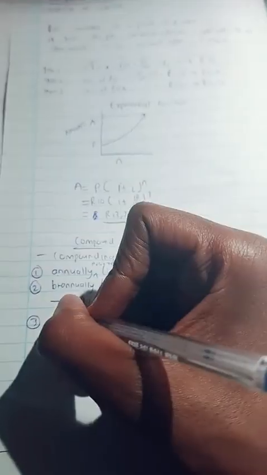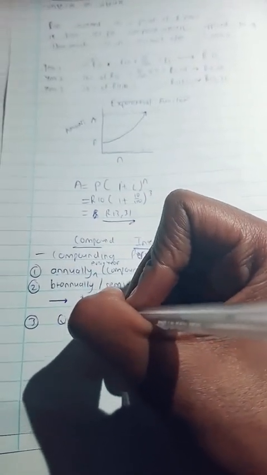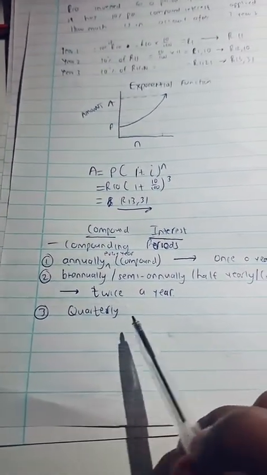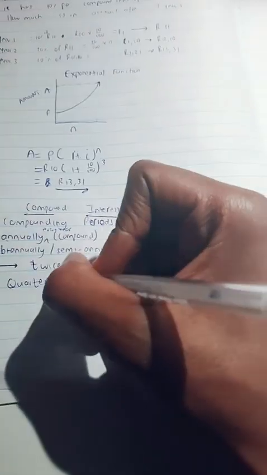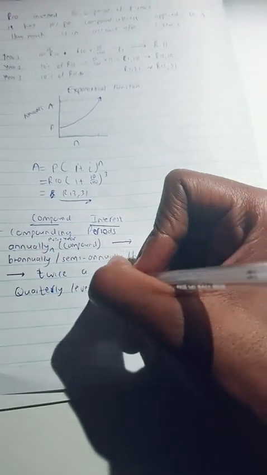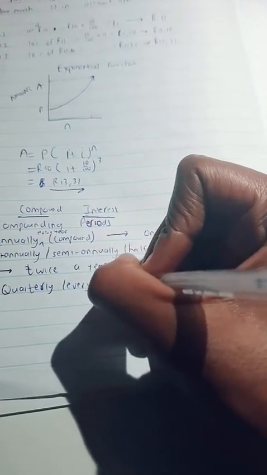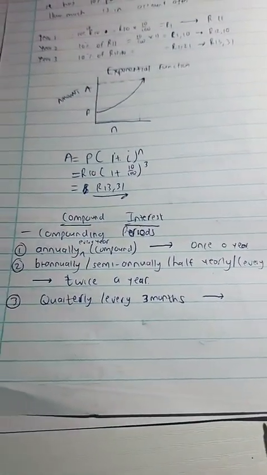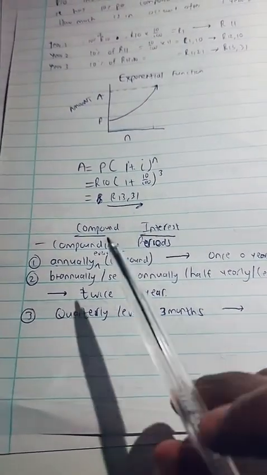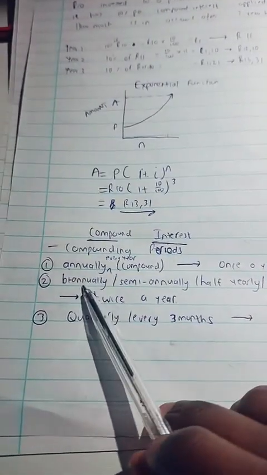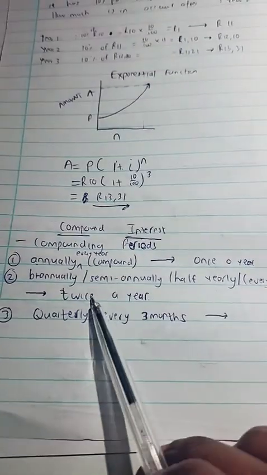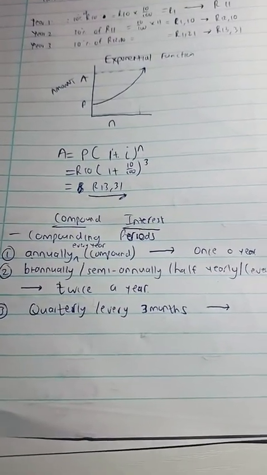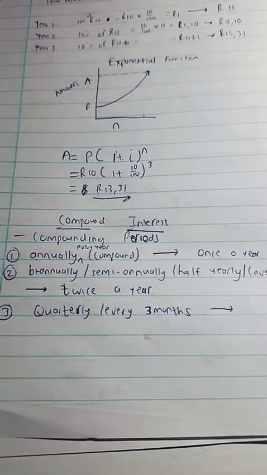3, we can say we are compounding quarterly. That's another compounding period. What does compounding quarterly mean? We say every 3 months. So how many times are we adding interest into our account? If annual is once a year, biannually, semi-annually, half yearly, and every 6 months is twice a year, what does quarterly mean? Every 3 months means how many times in a year are we adding interest?